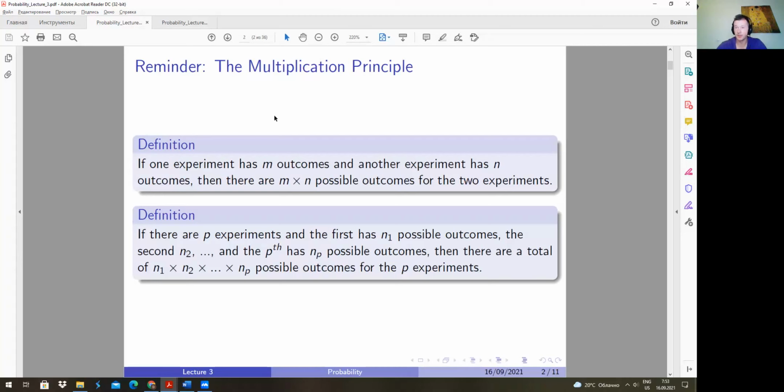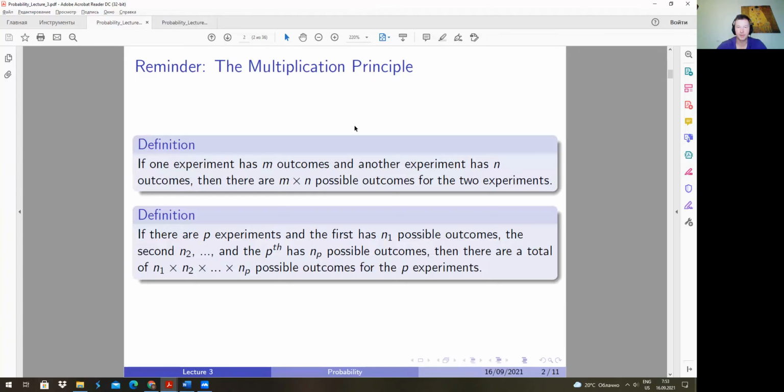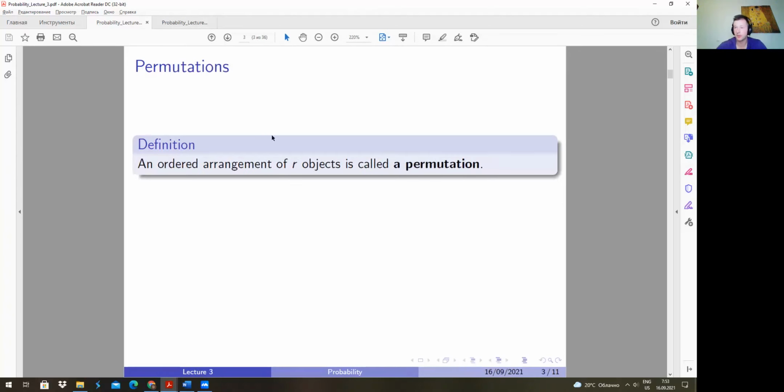So let's proceed. As I said, based on this multiplication principle, we will build some extended methods for counting. The name of the lecture is exactly about counting. How can we count the total number of sample points in some particular experiment? There are some special terms, and the first term is permutations.